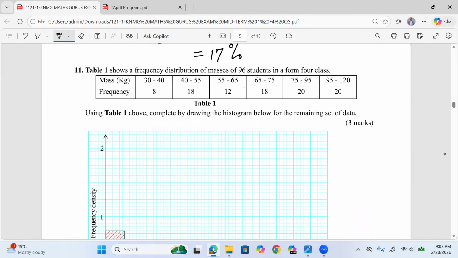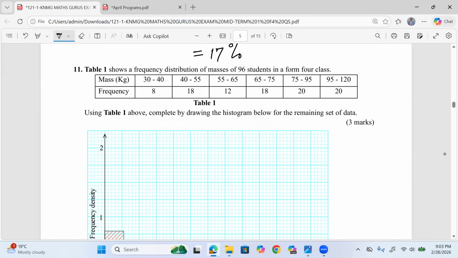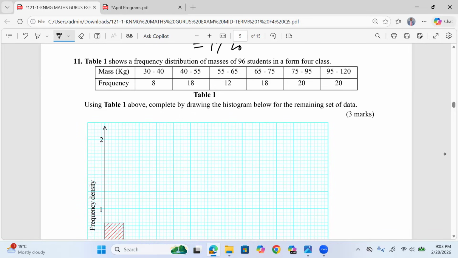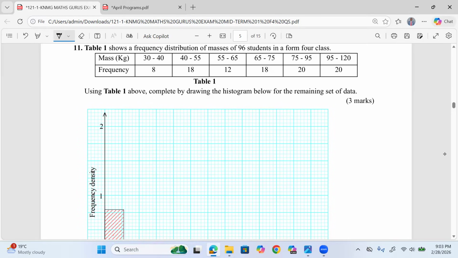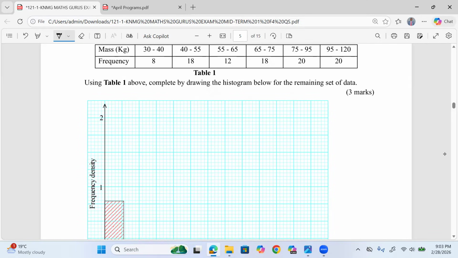This is a question on statistics. Table 1 below shows the frequency distribution table of masses of 96 students in a Form 4 class. We have the masses in kilograms, then the frequencies, the number of students in every class. Now, using table 1 above, complete by drawing the histogram below for the remaining set of data.